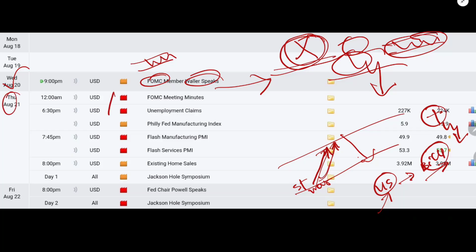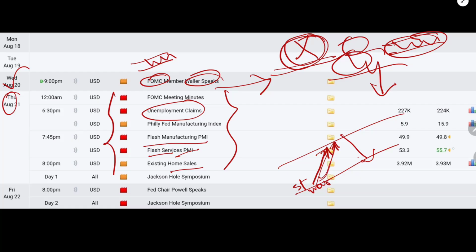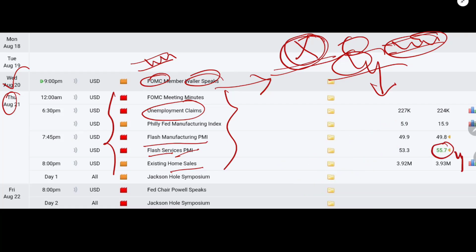And on Thursday, we have a lot of news. That means for this week, the major news comes on Thursday. We have unemployment claims, services PMI, manufacturing PMI, and home sales news also. So we have to keep our focus on that. If the news comes with positive data, we will sell gold. If the data comes with negative data, the red value, we will buy gold. And if the data comes with the black color, then this is less valuable news. We will wait for technical confirmation.